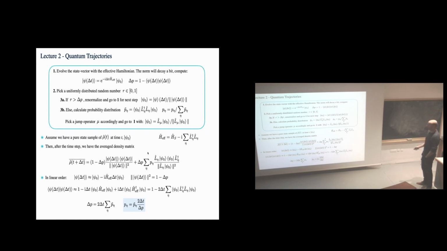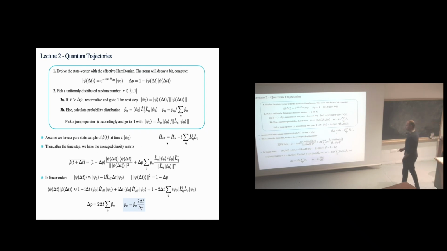On the other hand, in the second term, with the probability delta p, which is the unlikely case, and with the probability p eta, I picked one of these jump operators, applied it to the state psi 0, and renormalized the whole thing. So as a statistical average, at time t plus delta t, if I have an infinite number of samples, I'm going to get a density matrix that looks like this.